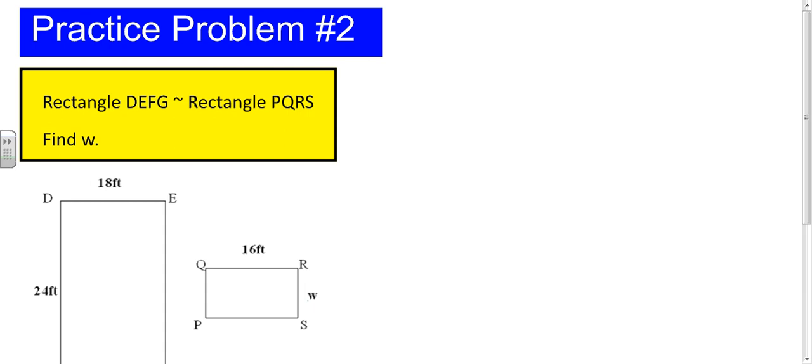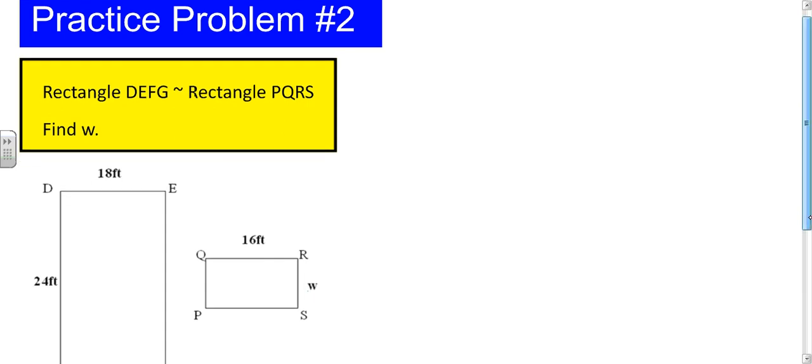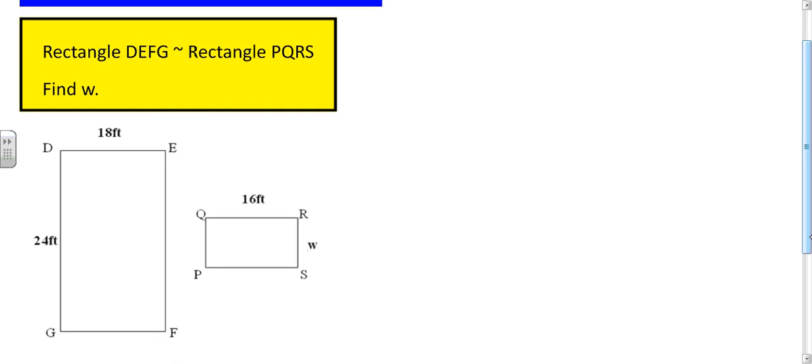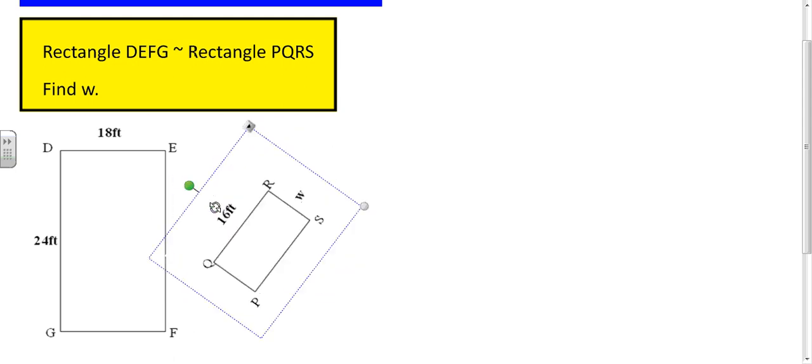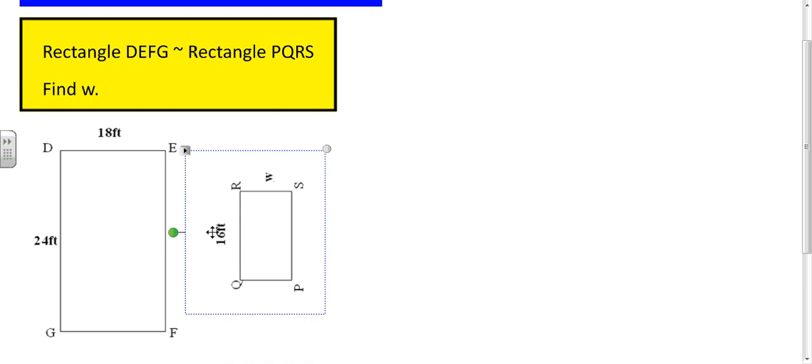Alright, let's take a look at another problem here. I know that these two rectangles are similar here, and I want to solve for W. One thing that can make this easier to set up the corresponding sides is just to rotate our rectangle so that everything's aligned the same way. And then that will help me see what corresponds to each other.